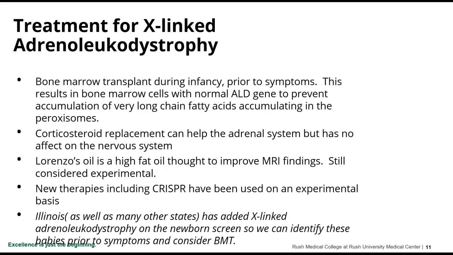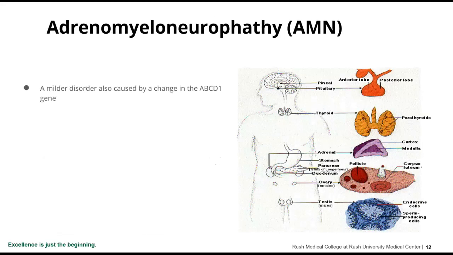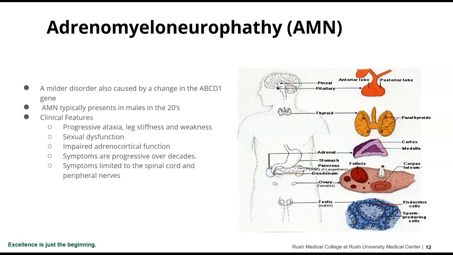Again, it's not in all states, but treatment for this is to try to replace the gene, either by doing a bone marrow transplant, and eventually it'll probably be CRISPR, prior to the symptoms occurring. So adrenomyeloneuropathy, or AMN, is a milder form caused by this ABCD1 gene. It usually presents in the 20s. So remember, we used to think all or none. None is adrenoleukodystrophy. Some is adrenomyeloneuropathy, or AMN.